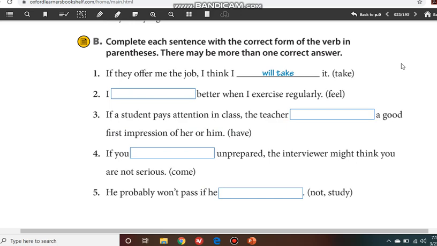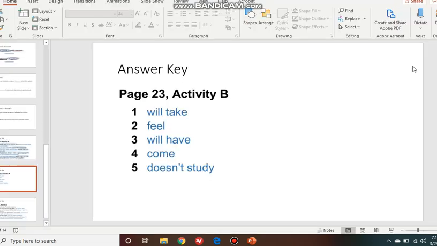You're going to complete each sentence with the correct form of the verb in parentheses. Here, there may be more than one correct answer. Pause the video, take a few minutes to do this exercise, and press play when you're ready to continue and go over the answers. All right, here are the answers for Activity B on page 23.